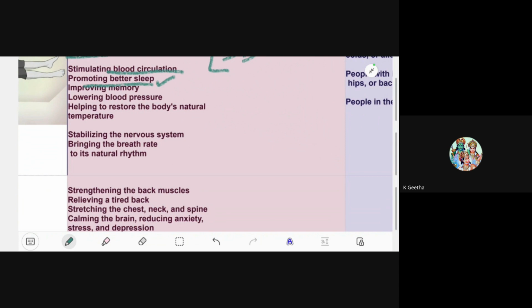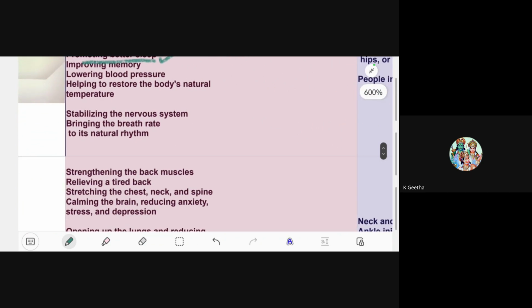Okay. Those with a confused mind, or a stressed mind, overthinkers, they can perform this asana, and they will get the benefits of being relaxed and getting mental stability. Okay. Lowering the blood pressure, helping restore the body's natural temperature, homeostasis. Okay, stabilizing the nervous system, bringing the breath rate to its natural rhythm. And what is the natural rhythm?